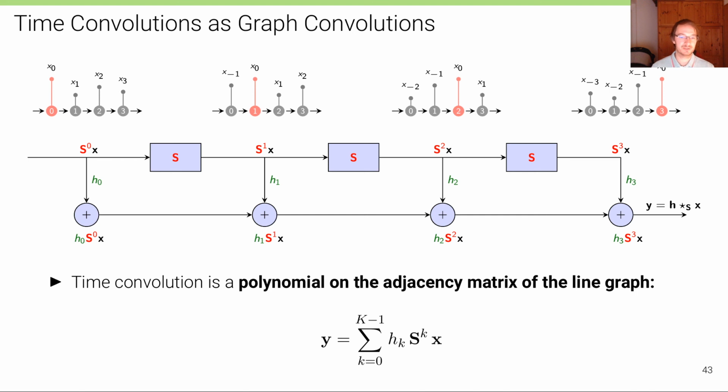And so we can use our standard block diagram here again from before, where we have the shift operator now that shifts the input, and then we multiply with the coefficients h. In other words, time convolution is a polynomial on the adjacency matrix of the line graph and can be expressed using the same graph convolution operation that we have defined before.